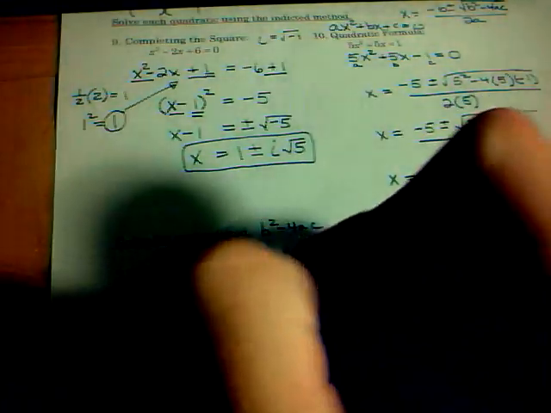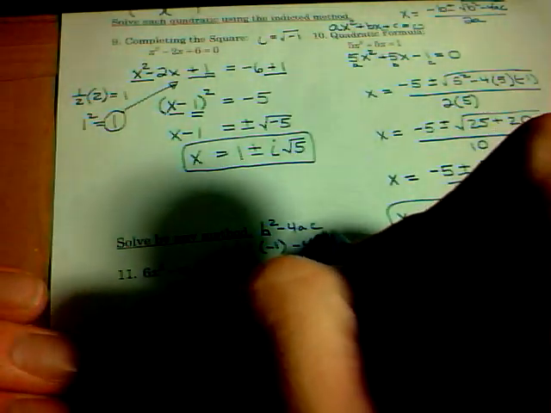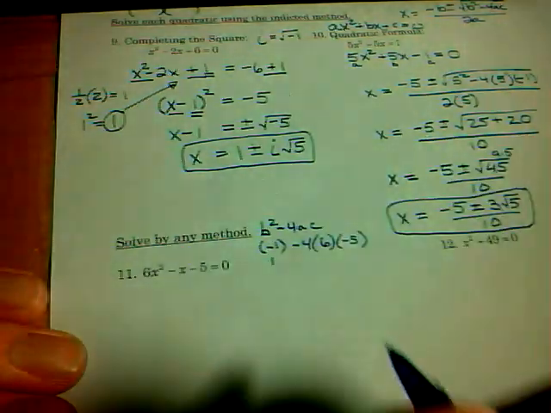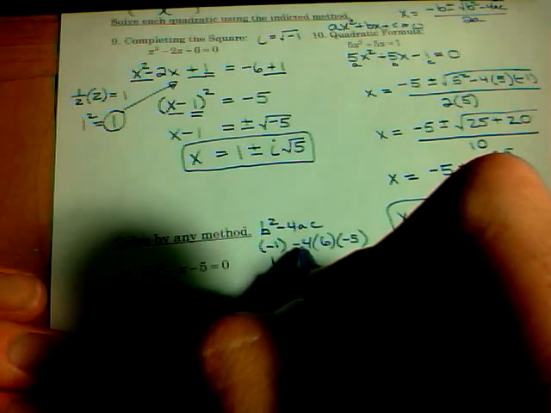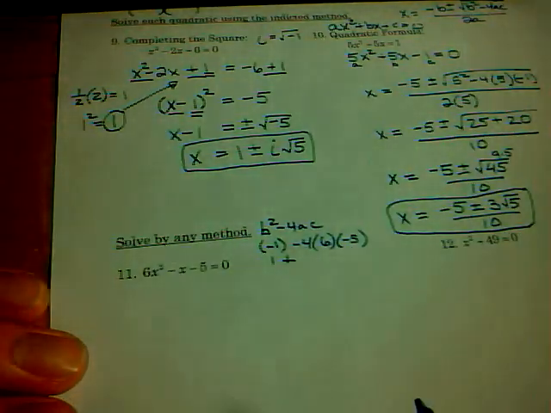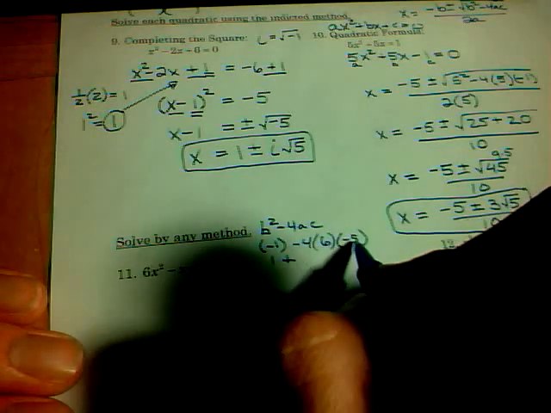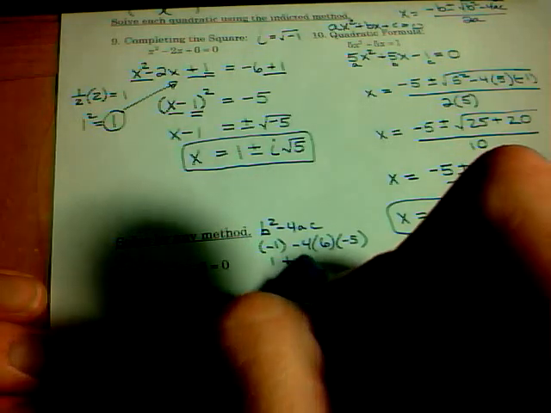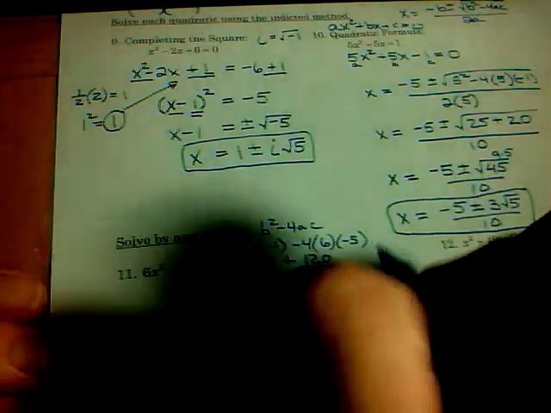So in this case, the b is -1, squared, minus 4 times a, which is 6, times c, which is -5. So this would become 1, and then we've got a negative times a positive times a negative, which is a positive. And then probably a good way to go would be to multiply the 6 and the 5, which is 30, times 4, which is 120. So that gets you 121, which is a perfect square.